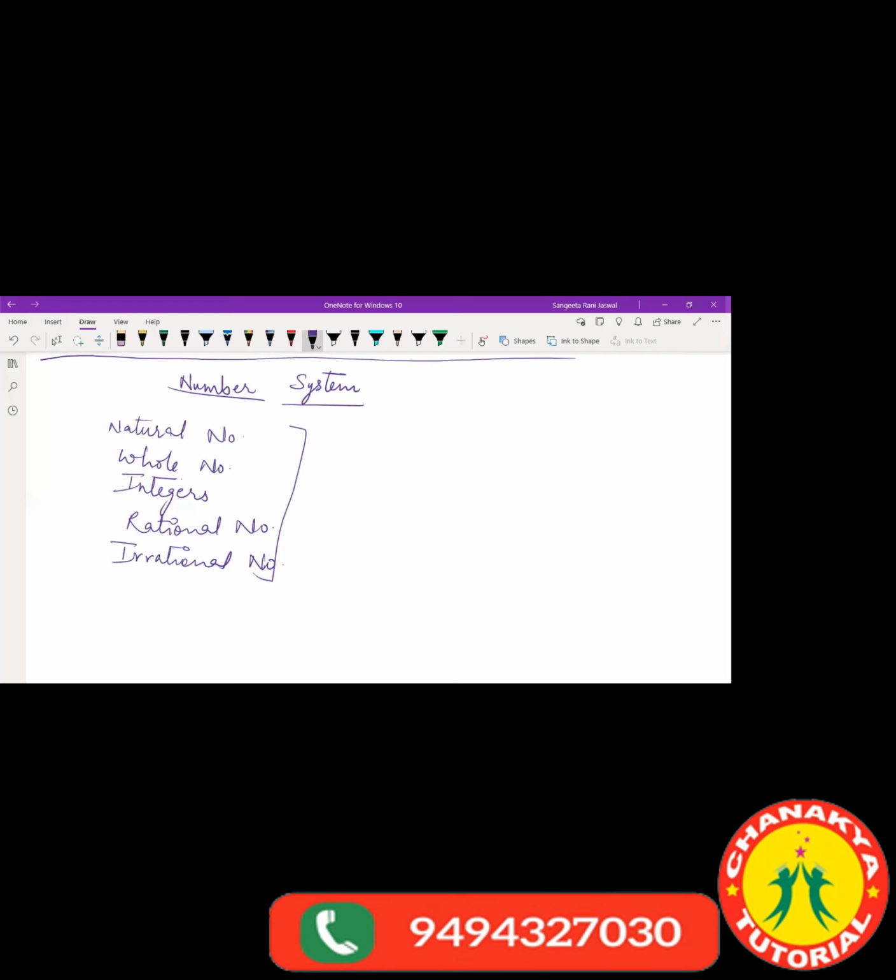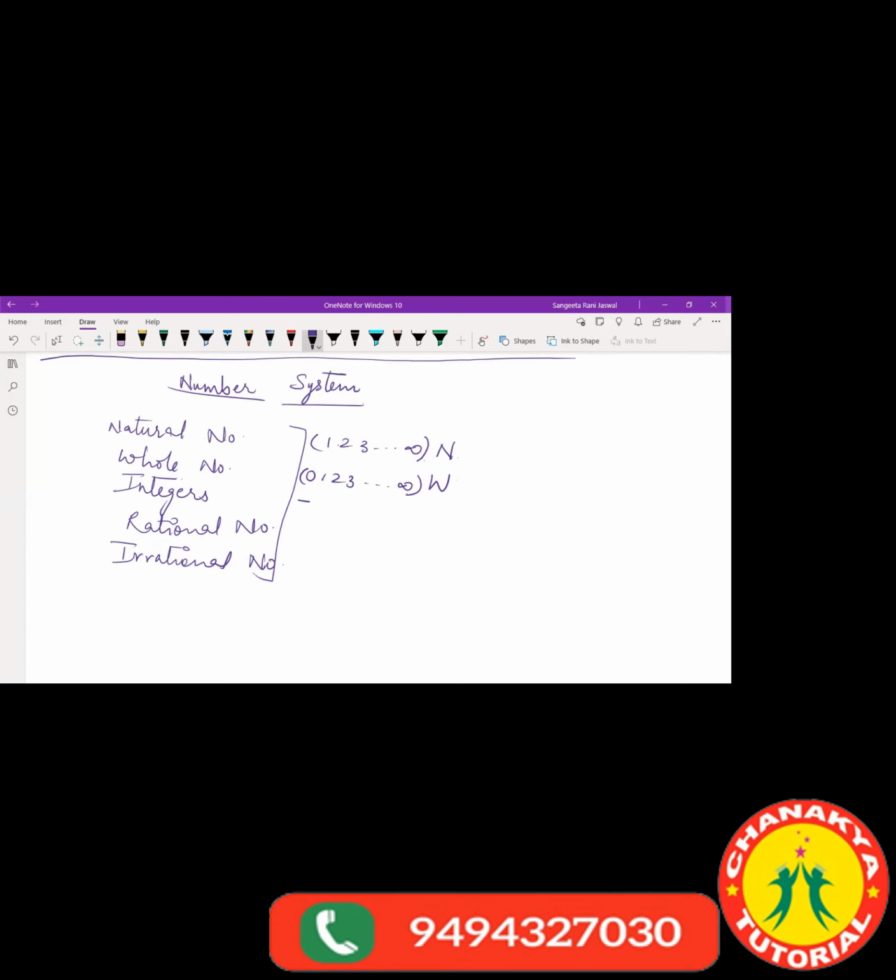Okay. Now see, natural numbers range from 1, 2, 3, so on till infinity. This you all know. And we represent natural numbers with the letter N. Got it? Whole numbers start from 0, 1, 2, 3, so on till infinity, and we represent it with the letter W.